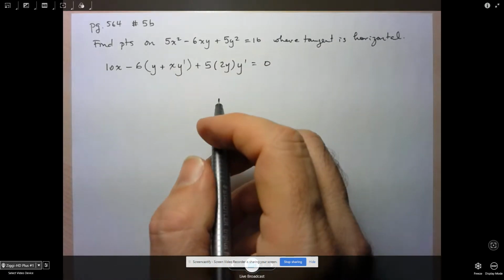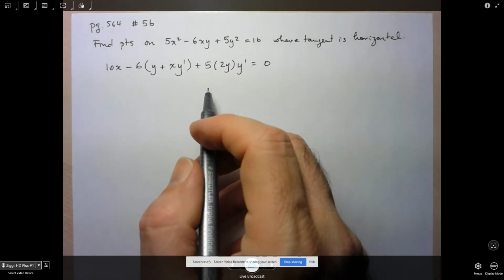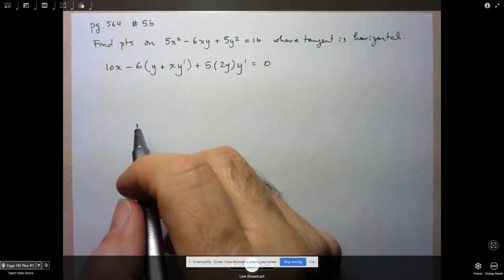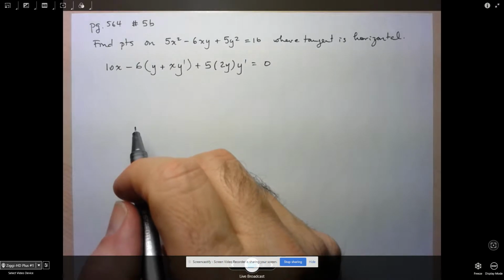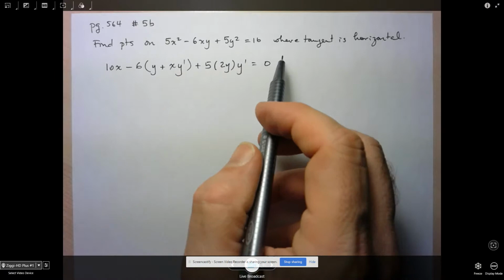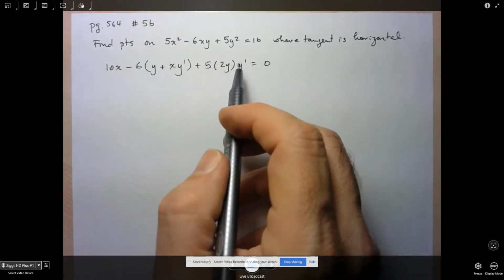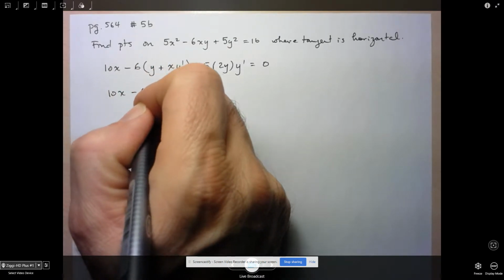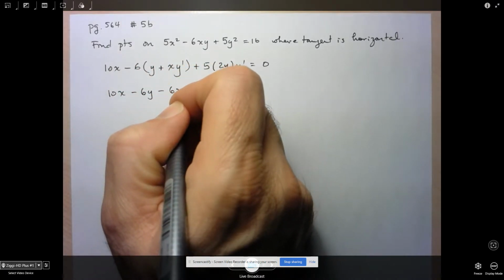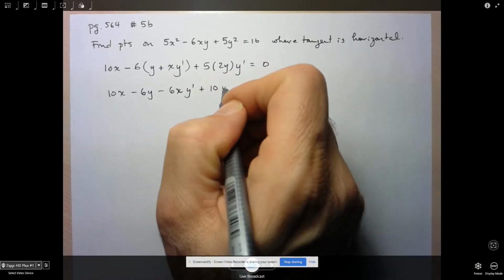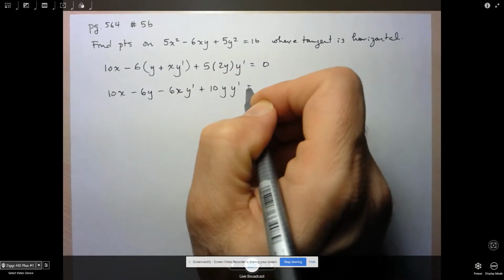Now we've differentiated both sides, and we notice that dy/dx appears in two of the expressions. The goal is to group together everything with a y prime on the left, and bring everything else to the right. First I'm going to simplify the left-hand side: we've got 10x minus 6y minus 6x y prime plus 10y y prime equal to 0.